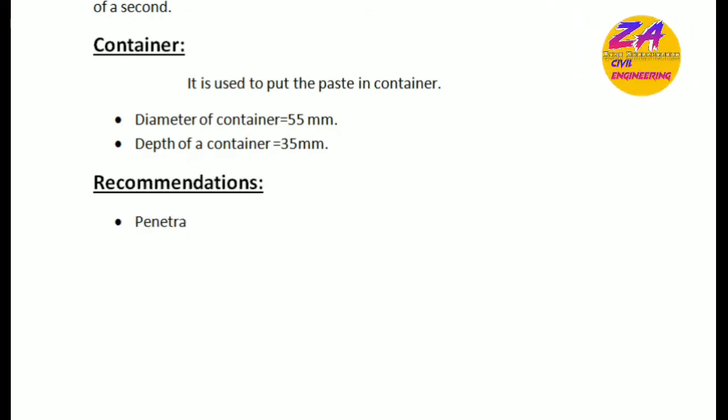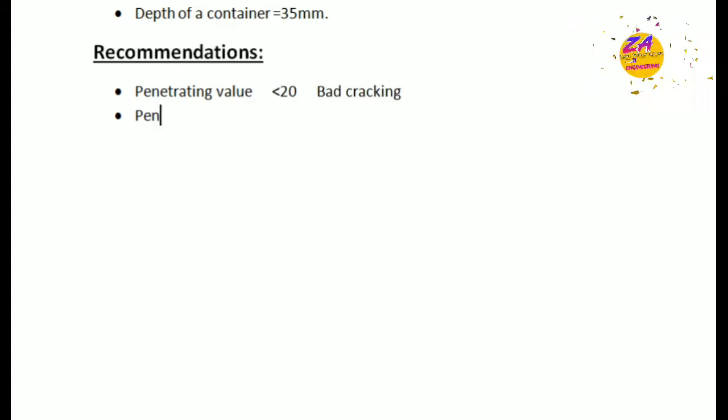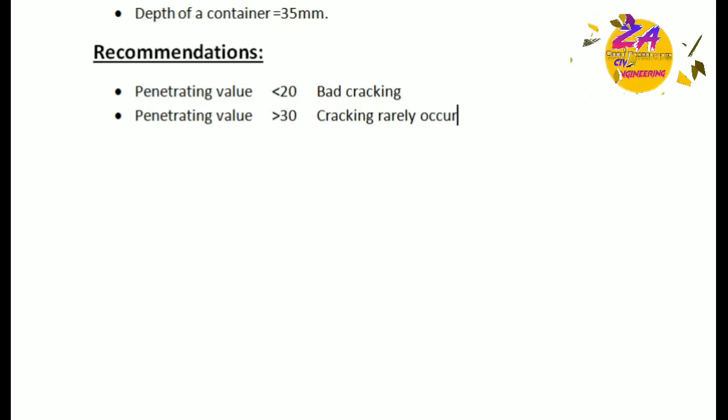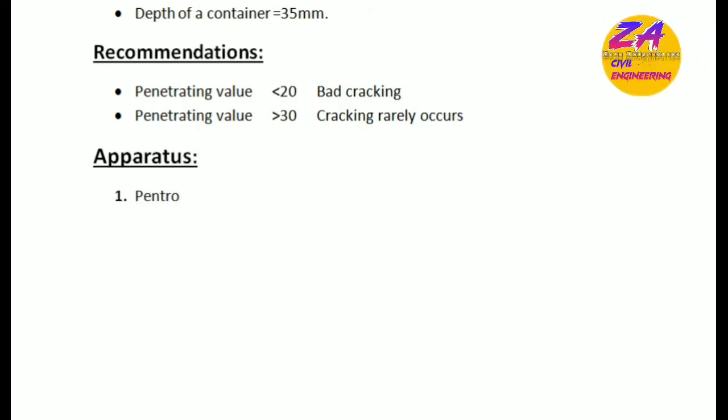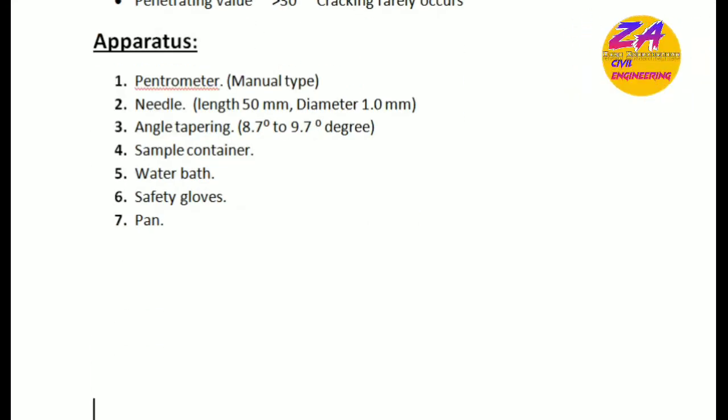After this, recommendations. Penetration values less than 20, bad cracking. Penetration values greater than 30, cracks rarely occur. Operators, the most important parts of this experiment: penetrometer, manual type or mechanical type; needle length 50 millimeters, diameter 1 millimeter, tapering angle 8.7 degrees to 9.7 degrees; sample containers, water bath, safety gloves and pan.